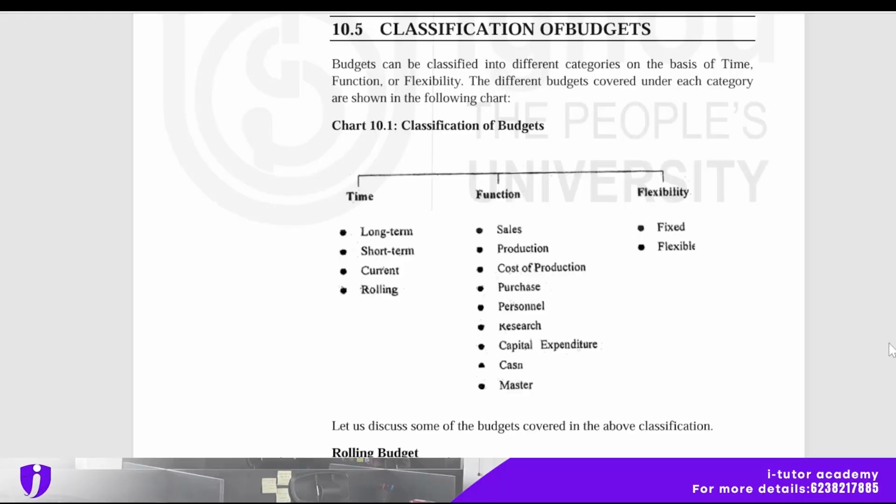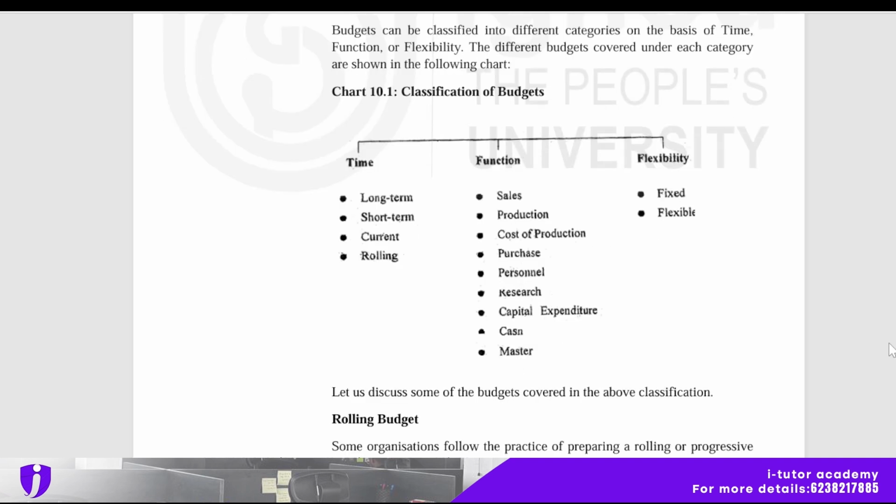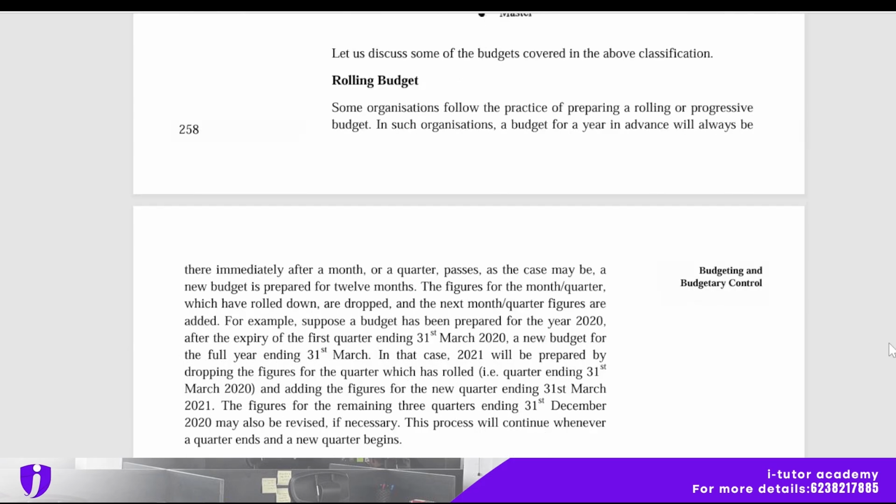In today's session, we will start with Unit 10, Subsection 5, Classification of Budgets in MMPC 004. Budgets can be classified into different categories on the basis of time, function or flexibility. Under time, there are long-term, short-term, current and rolling budgets. Function: sales, production, cost of production, purchase, personnel, research, capital expenditure and master, etc. And under flexibility, there are fixed and flexible budgets. These are the categories of budget.